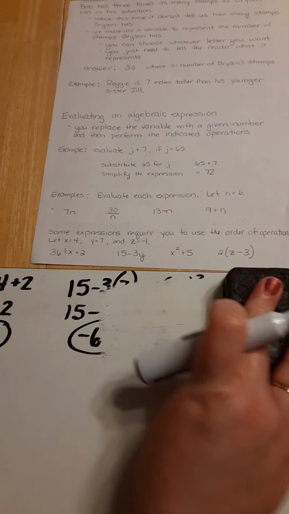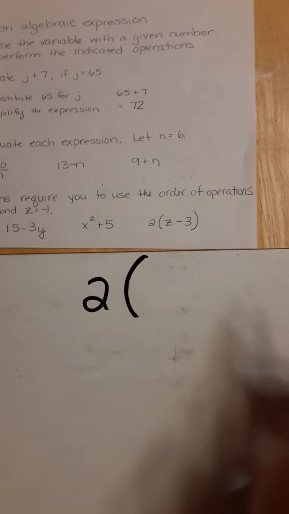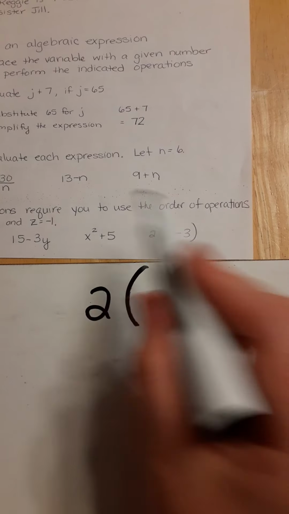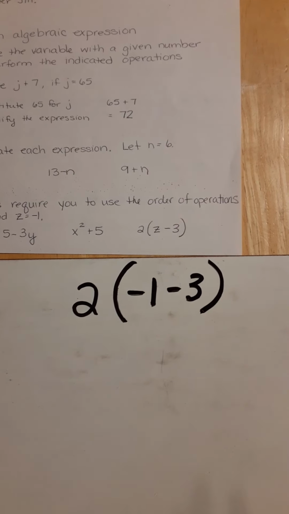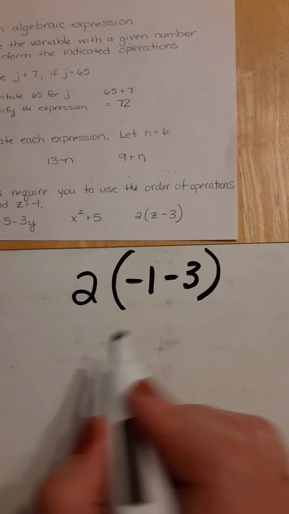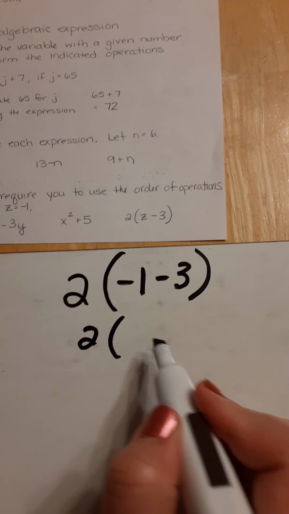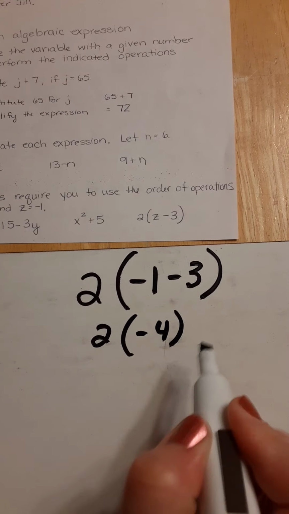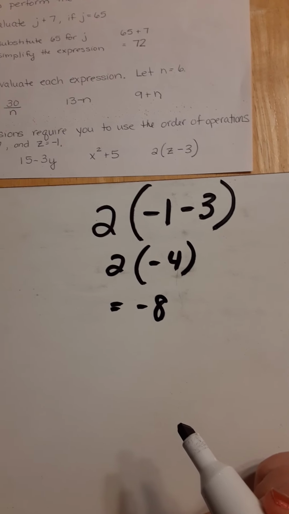Okay, let's do the last example, and we are done for the day. Our last example here says 2, and then I've got z. To substitute my z in, I have a negative 1, and then I subtract 3. Order of operations says I have to do what's inside my parentheses first. So I need to add these, both of these are negative numbers, and I get negative 4. Once I multiply them together, I get negative 8 as my final answer.